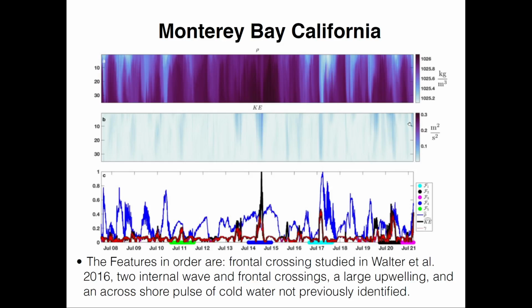But then we also go on to rank order and identify some other things of interest. And this fifth one doesn't pop out at you. So no one's going to look at this set and go, oh, right here is where it's important. But the gamma method says, actually, in a mathematical sense, this is relevant. This is a large cross-shore pulse of cold water.